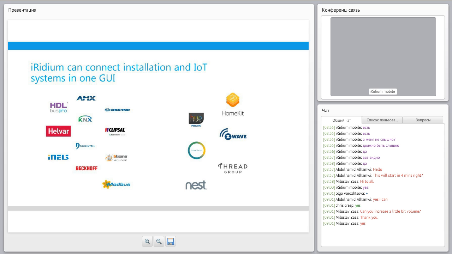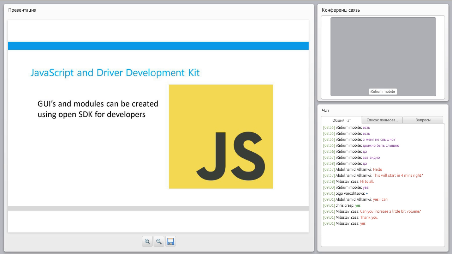iRidium is also one of few products which now can connect Internet of Things devices and installation smart home systems. So at the same time, you can use KNX and Fibaro, Z-Wave, or HomeKit, or Thread or Nest devices in one interface.